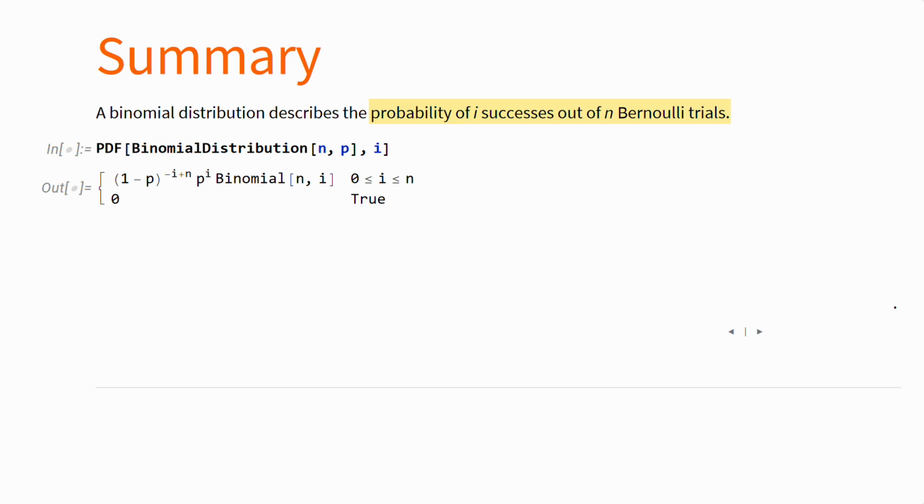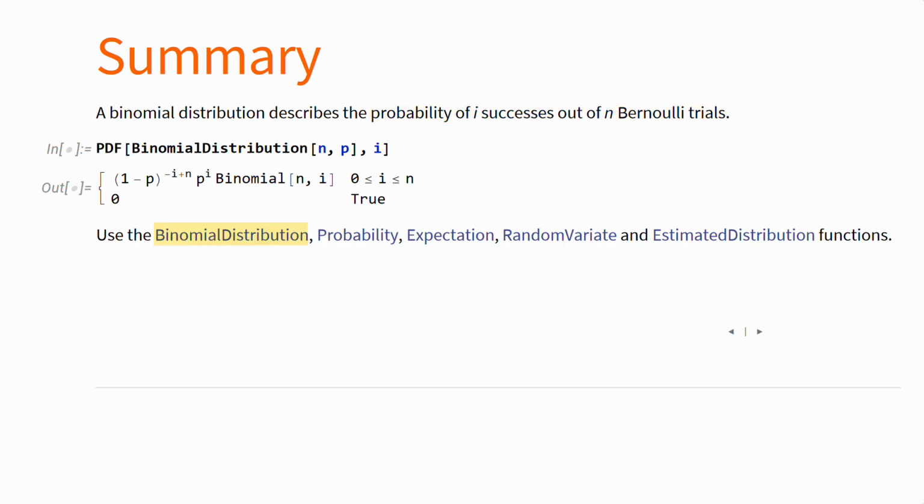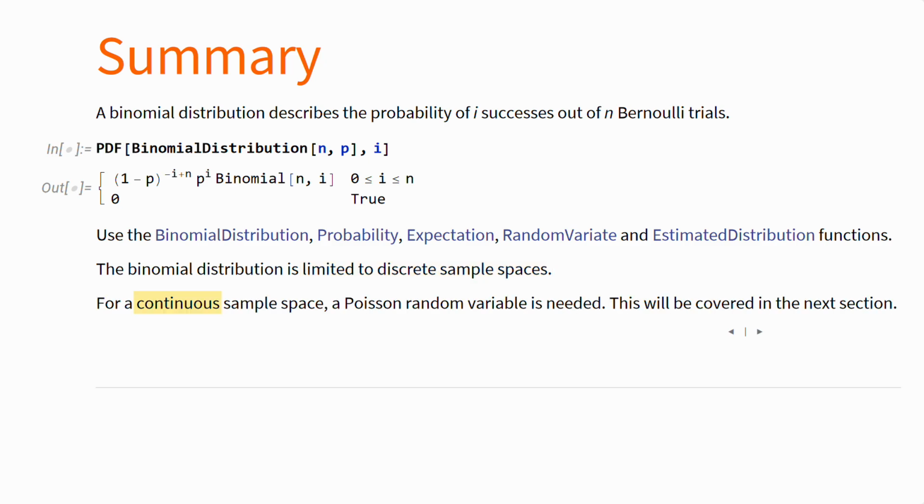So what should you remember? A binomial distribution describes the probability of i successes out of n Bernoulli trials. You should use the binomial distribution, probability, expectation, random variate, and estimated distribution to solve any problem based on many two-outcome trials. However, the binomial distribution is limited to discrete sample spaces. For a continuous sample space, the Poisson random variable is needed. This will be covered in the next lesson.